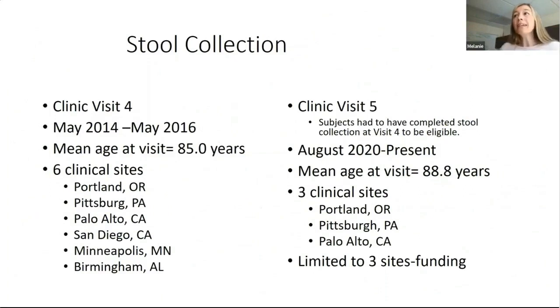The study collected stool samples at clinic visit 4 and clinic visit 5. Again, which is currently taking place. The mean age of the participants at visit 4 in 2014 to 2016 was 85 years old, and it took place at all 6 clinical sites in the US. For visit 5, we wanted longitudinal data, so subjects had to have completed stool collection at visit 4 to be eligible to collect at visit 5. And the mean age of participants at the current visit 5 is 88.8 years. And it's taking place at 3 of the clinical sites due to some limited funding.